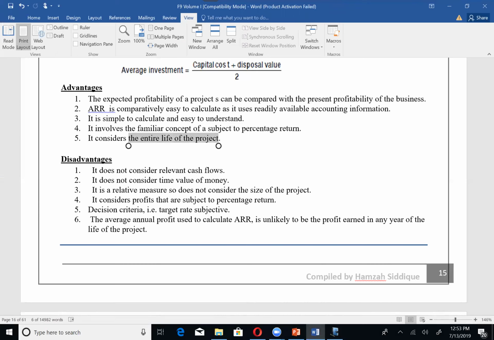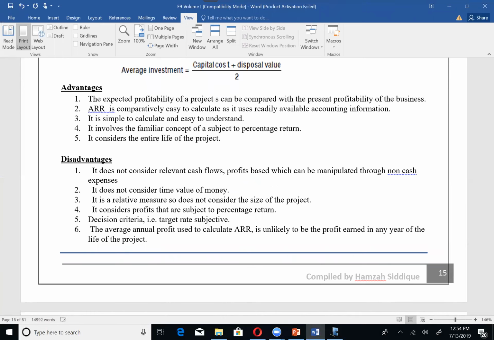Now, disadvantages, students. It is not cash flow based; rather it is profits based, which can be manipulated through non-cash expenses, increasing or decreasing the depreciation. It will be changed. It does not consider time value. No discounting or compounding is done in it. So there is a flaw.